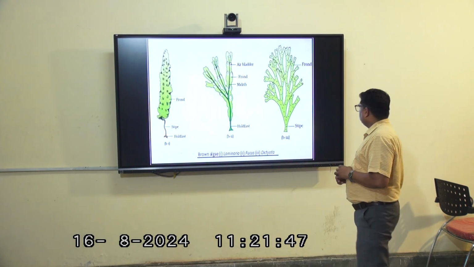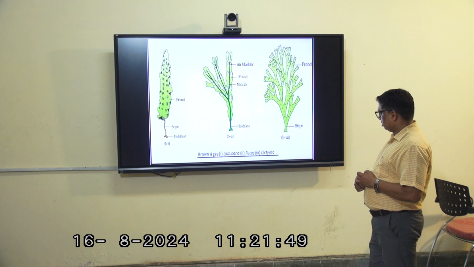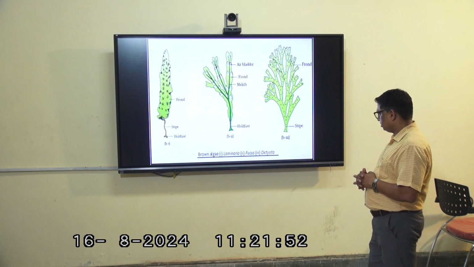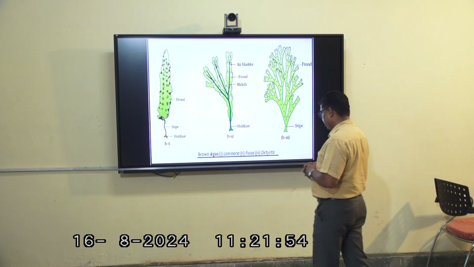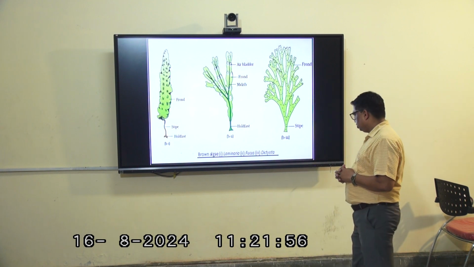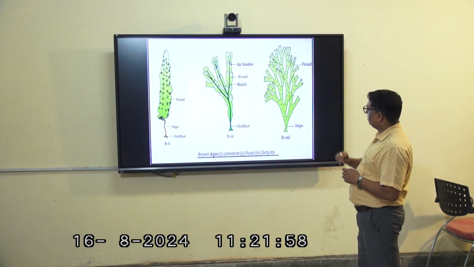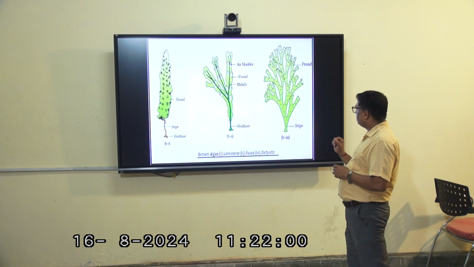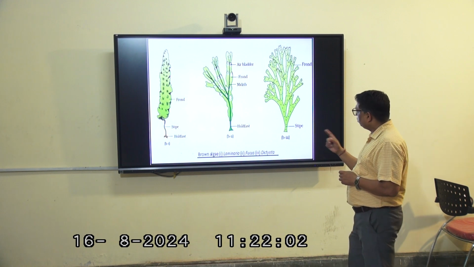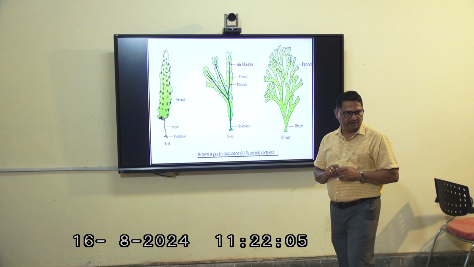These are the structures of different members of this class. Brown algae are exemplified by Laminaria, Fucus and Dictyota. They have their frond, and the frond plays a very significant role. All members of this category have the frond.